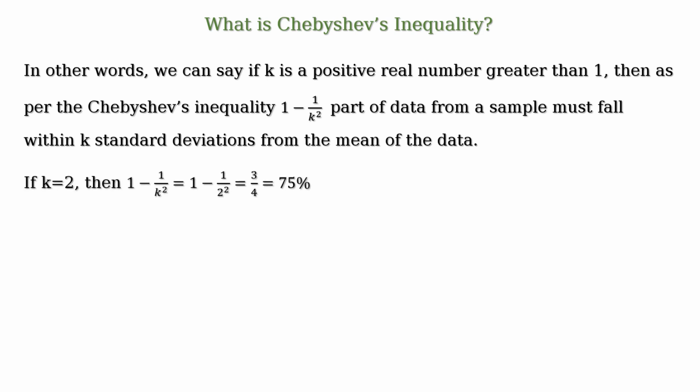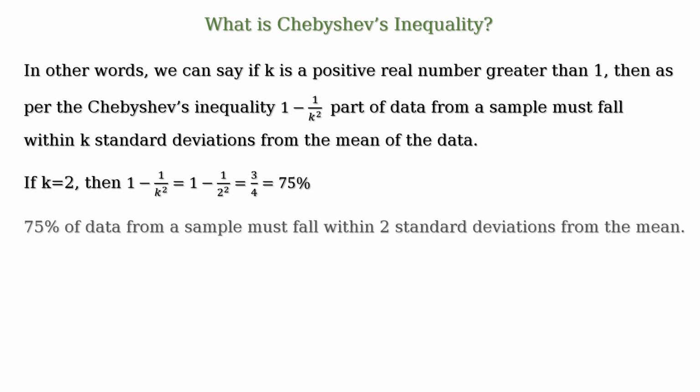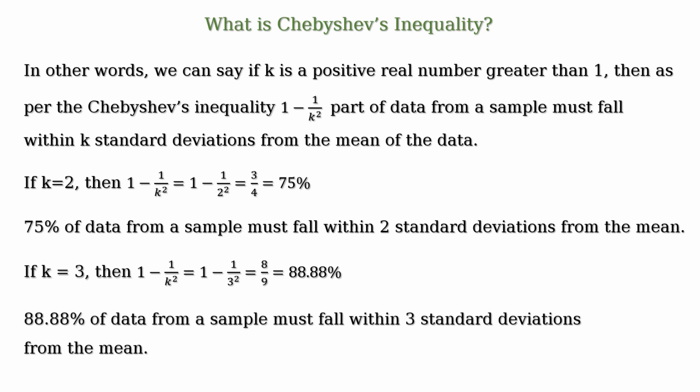Now, if k is equal to 2, then 1 minus 1 by k square is equal to 3 by 4, is equal to 75%. So, 75% of data from a sample must fall within 2 standard deviations from the mean. Similarly, if k is equal to 3, then 1 minus 1 by k square is equal to 88.88%. So, 88.88% of data from a sample must fall within 3 standard deviations from the mean.